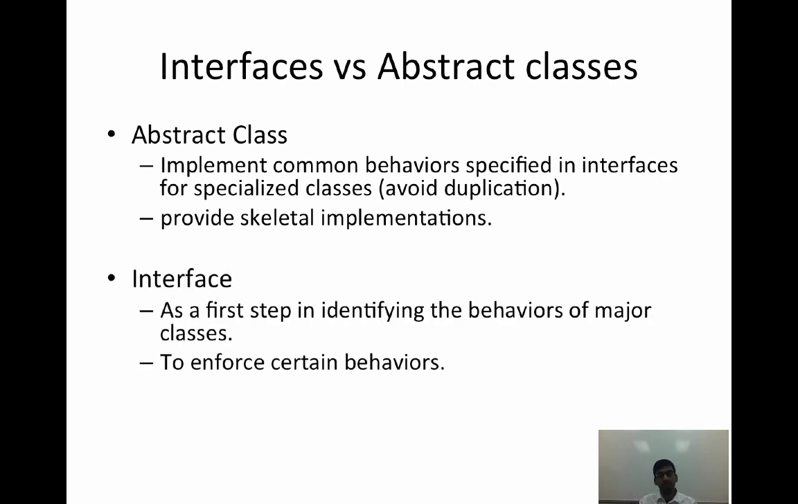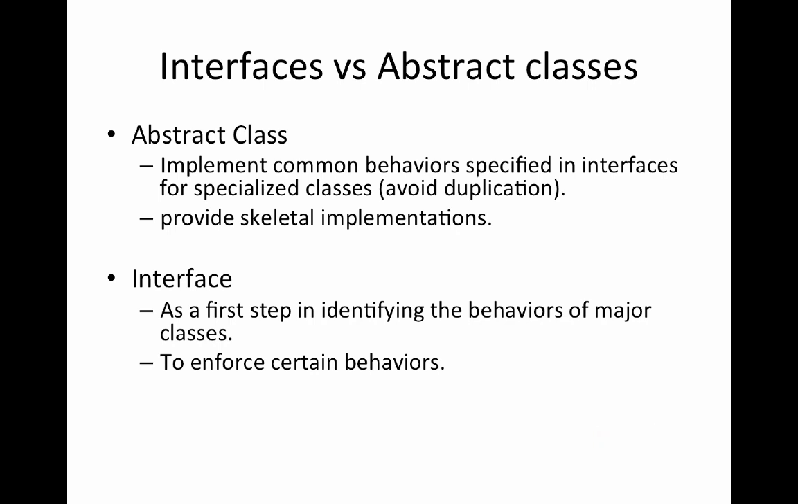On the other hand, I would use an interface basically as a first step to identify the behavior of my major classes. So I would first have a parking space interface that identifies the high-level behaviors of a parking space, and then an abstract class for parking space where I actually provide skeletal implementations for these methods, and then concrete classes of regular parking space and handicapped parking space, which have all the behaviors defined. And an interface can also be used to enforce some behaviors, as we can see.